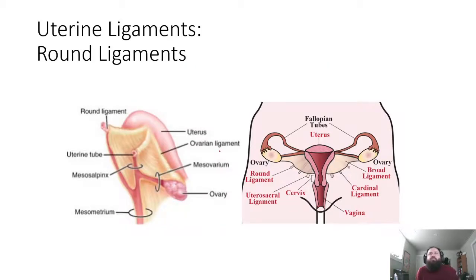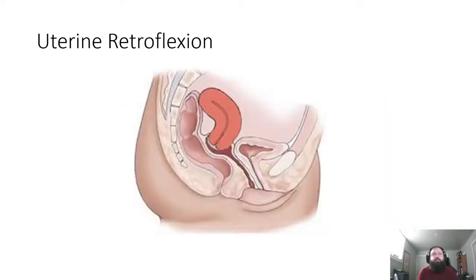Round ligaments are bands of fibrous connective tissue between the layers of the broad ligament. You can see them right here, and you can see the broad ligament kind of draped over top of it. They extend from a point on the uterus just inferior to the uterine tube to a portion of the labia majora of the external genitalia that we'll talk about in a subsequent lecture.